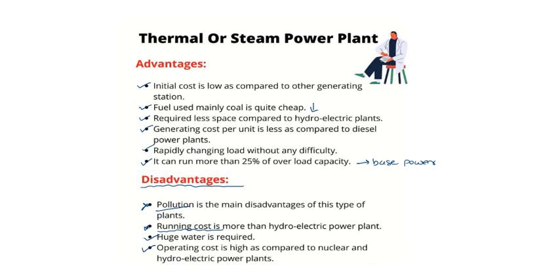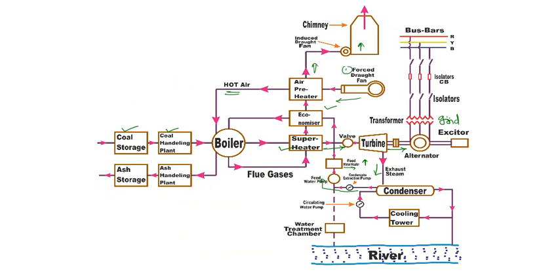These are the main working principles of the thermal and steam power plant, and this is the main diagram of the thermal power plant. We have now covered all functions, such as the ash handling plant, where the ash coming out from the air goes to the ash storage, and it is used for different purposes like making bricks.